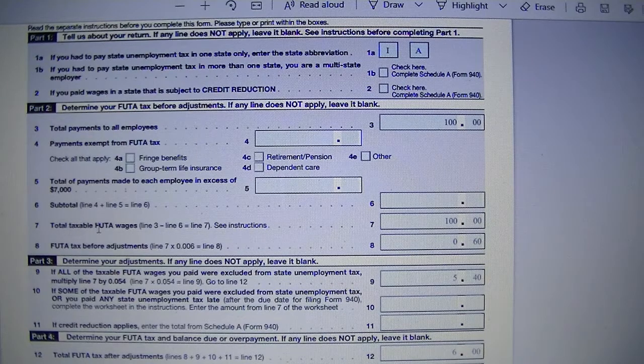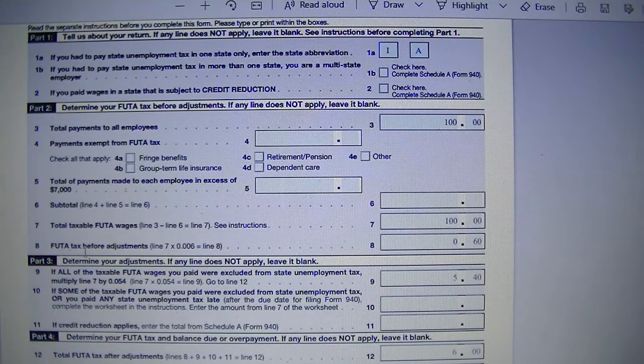Line 7, total taxable FUTA wages. Line 3, which is the total of all payments to all employees, minus line 6, all the excess over $7,000 for each one of the employees and all the exemptions from FUTA tax. So everything you pay minus what is not subject to FUTA tax will give you line 7, the taxable FUTA wages, and it will go on line 7.